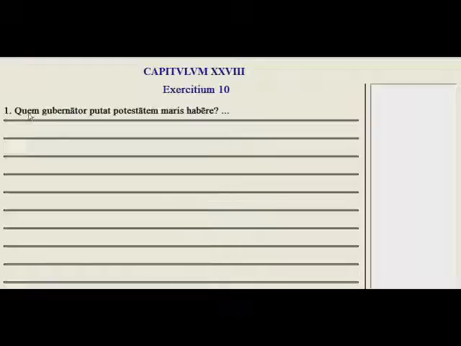And here we have, whom does the helmsman think has the power of the sea? And we know that the helmsman thinks that it's Neptune. So gubernator Neptunum deum potestatem maris habere putat. He thinks that Neptune, the god Neptune, has that power.